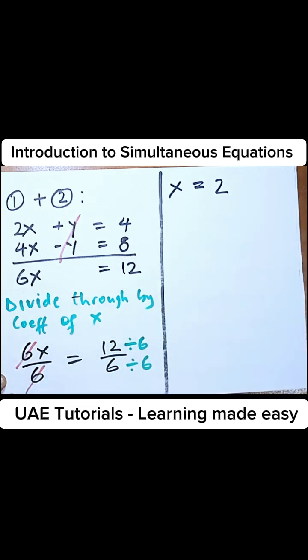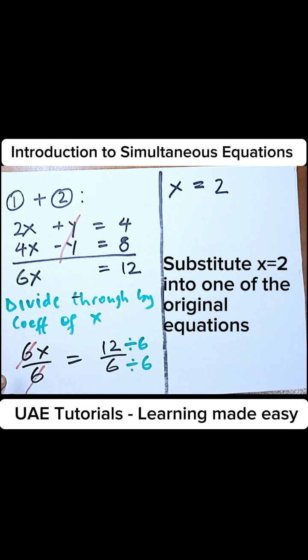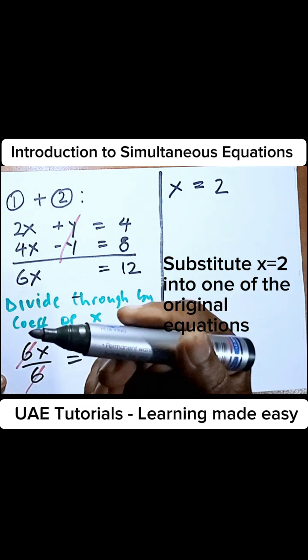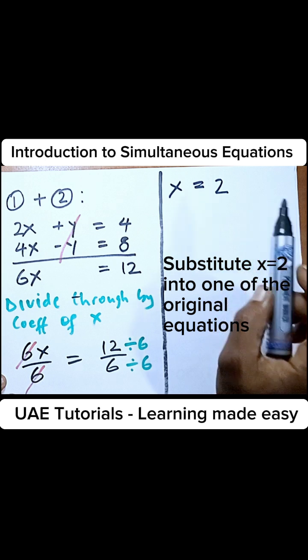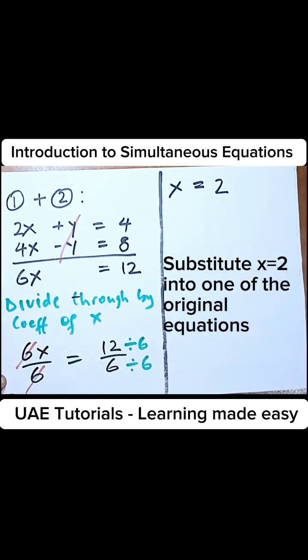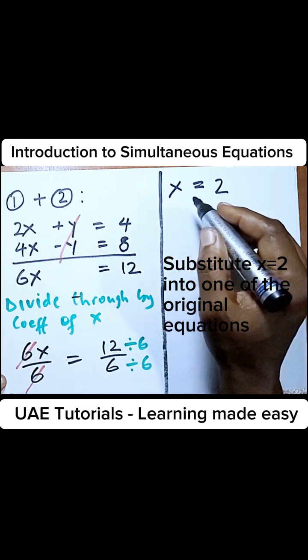All right, so I have gotten the value of one of the variables. Now to get the value of the second variable, I will go back to the original equations and substitute x equals 2 in one of the original equations. So that's the next operation I want to perform.